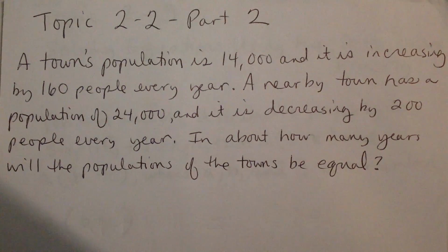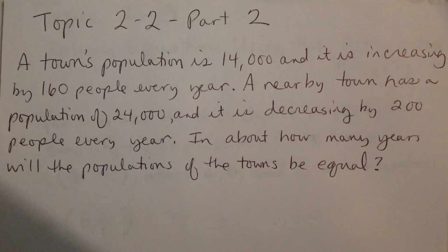Continuing with topic 2.2, part 2. A town's population is 14,000 and is increasing by 160 people every year. A nearby town has a population of 24,000 and is decreasing by 200 people every year. In how many years will the population of the towns be equal?